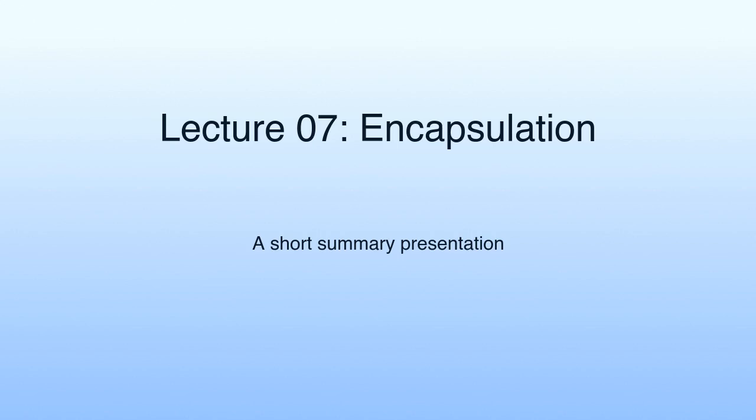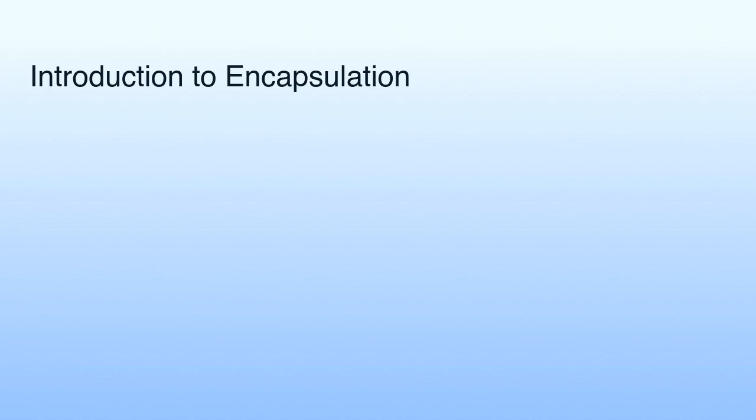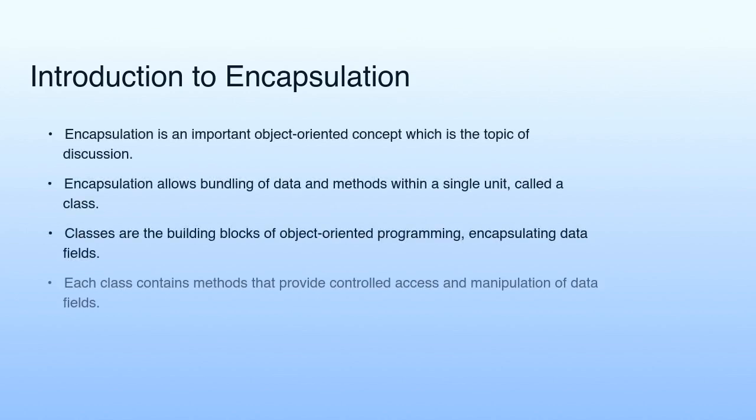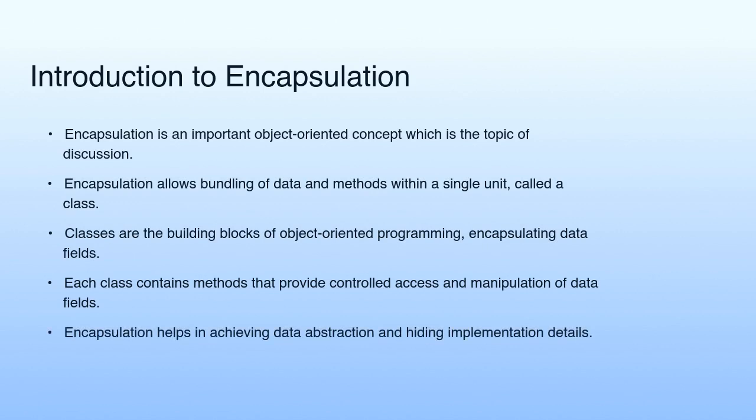Lecture 7 Encapsulation. Encapsulation is an important object-oriented concept where data and methods are bundled together within a single unit called a class. Classes serve as the building blocks of object-oriented programming, encapsulating data fields and providing controlled access and manipulation through their methods. This helps achieve data abstraction and hide implementation details.